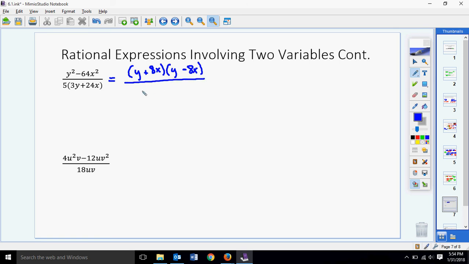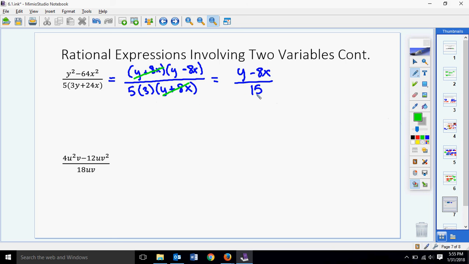In the denominator, I have a 5 already factored out, and it looks like in my parentheses I can take out a 3. So when I factor out a 3, I'm left with y plus 8x. Notice what we have in common, a y plus 8x and a y plus 8x. I'm going to simplify. Numerator is y minus 8x. Denominator, I have a 5 times a 3. Those are just numbers that I can multiply to give me 15.